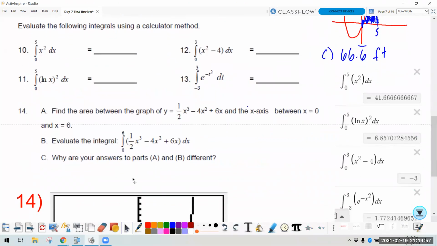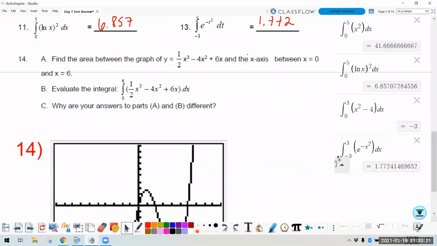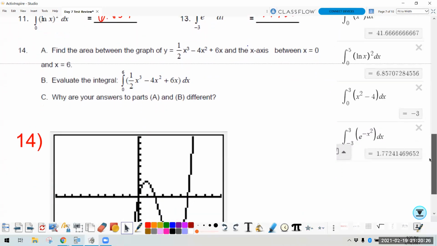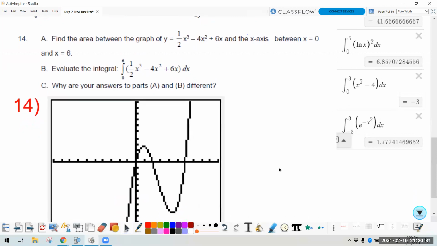Fill in the blank. Let's see. This one was 41.6 repeating. That's a crazy irrational number that you cannot change to a fraction. All right, now 14, similar to the warm-up. And look at that, I got my graph here.